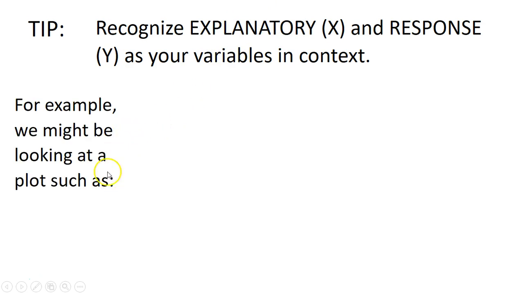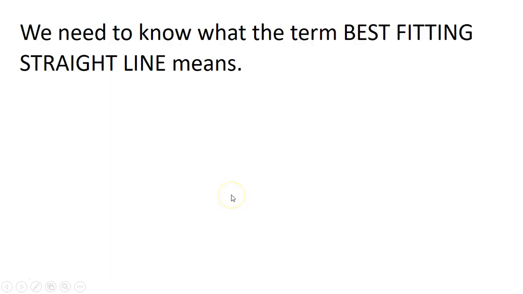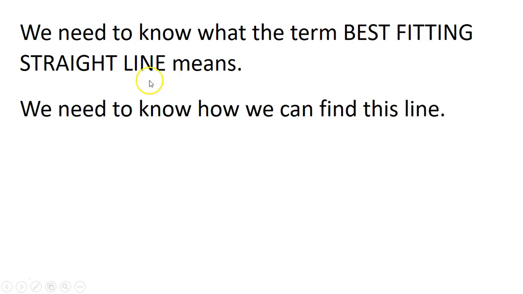So for example, we might be looking at a plot such as this. Just have a random one, right? Plots all over the place. And you draw your line of best fit right there. Sounds great, but how accurate is it? Should it be a straight line, right? Should it be linear, right? We want to take a look at all this. So we need to know what the term best fitting straight line really means, right? That we just made there. And we need to know how we can find this line.